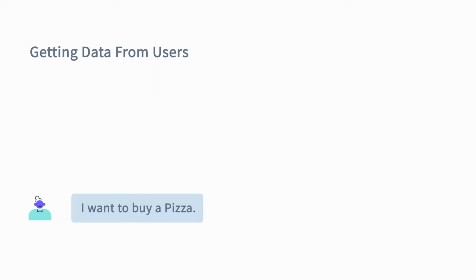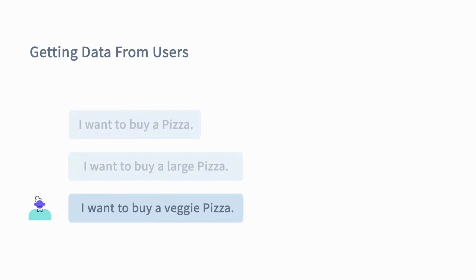Before we can actually trigger the custom action in order to order the pizza, we need to know this extra information first. Let's consider a slightly different scenario. Suppose now that the user said, I want to buy a large pizza. This time around, the user is giving us more information. We know now that the user wants to buy a pizza and a large one, but we still need to ask the user about the toppings of the pizza.